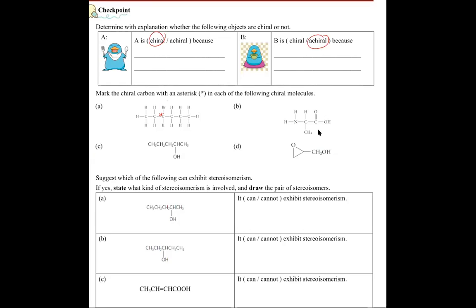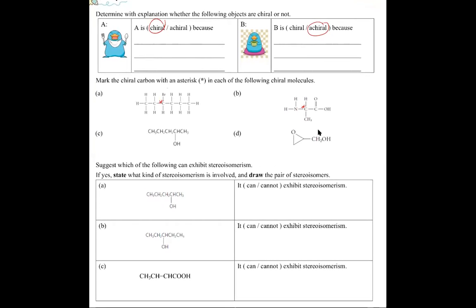How about B? Okay, let's try. It has a carboxylic acid at the end, so we can number it from this side. 1, 2, 3. Which carbon is the chiral carbon? Yeah, the second one. Okay, because it's bonded to 4 different atoms or group of atoms. Okay, C. How about C?